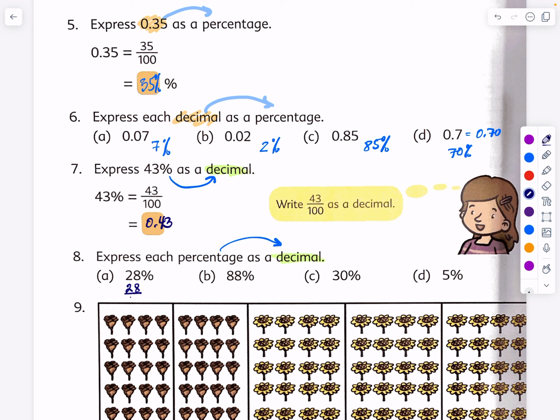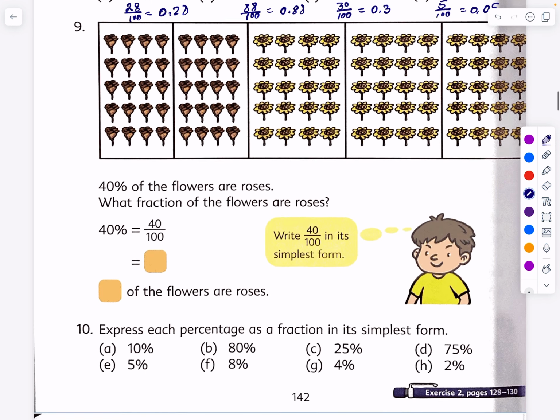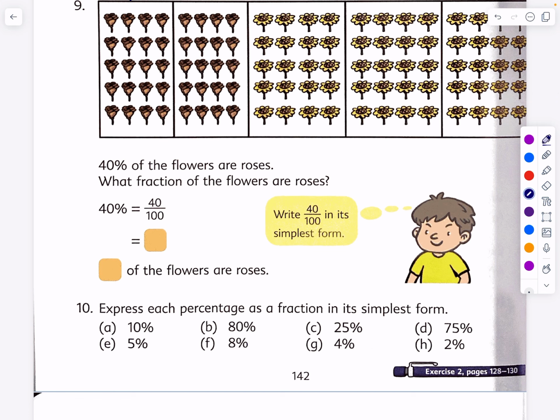28% is 28 out of 100 equal parts. 88% is 88 out of 100 equal parts. 30% is 30 out of 100 equal parts. 5% is 5 out of 100 equal parts, which is equivalent in decimal format 0.28, 0.88, 0.3, and 0.05. How easy. Next, 40% of flowers are roses right here.